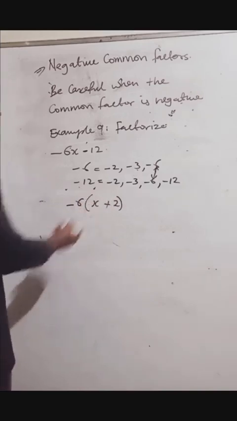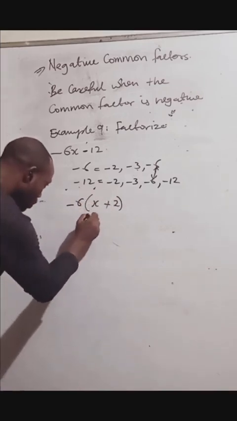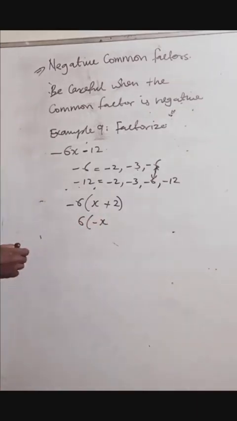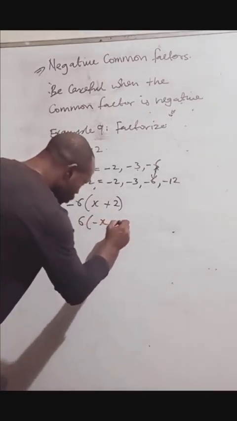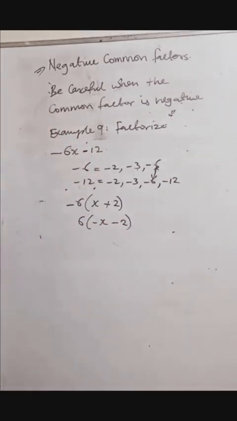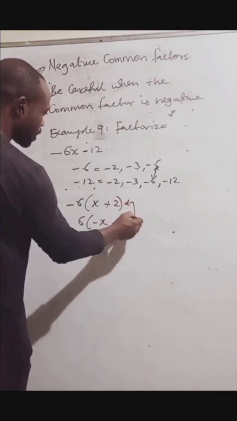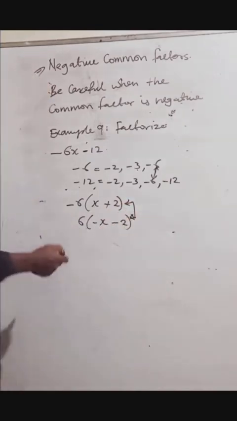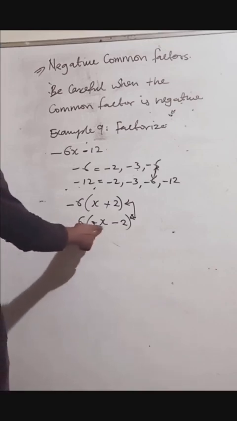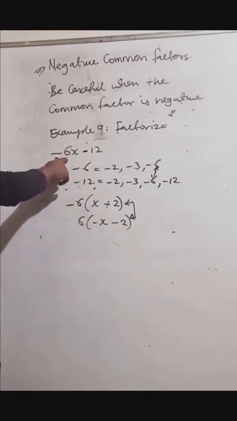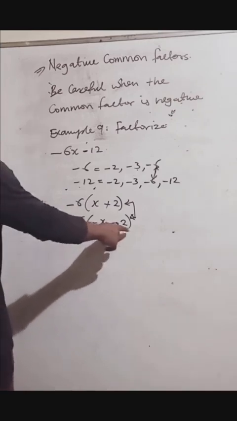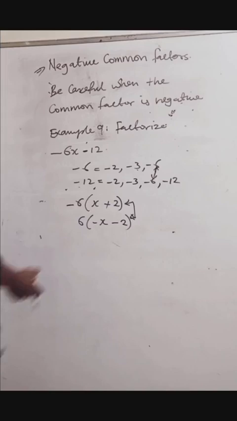Or we can rewrite this expression as 6 multiplied by minus x minus 2. Right? 6 multiplied by minus x minus 2. So this is another factorized form. 6 multiplied by minus x will give us minus 6x, and 6 multiplied by minus 2 will give us minus 12. So which of them is the answer? Both of them are correct.